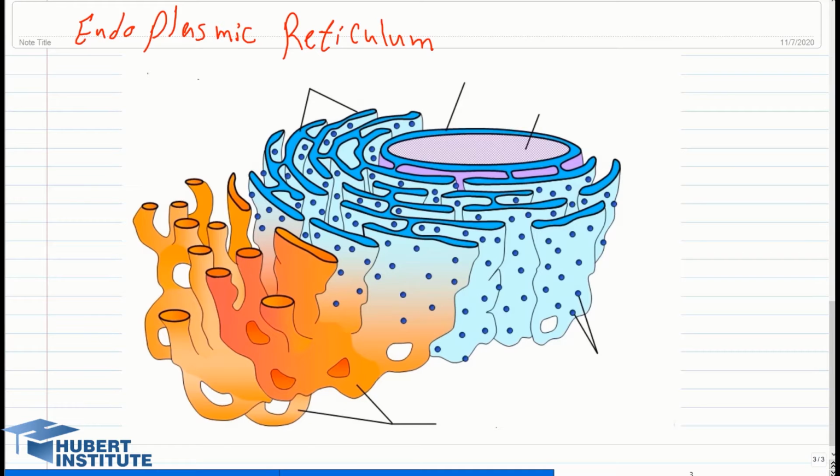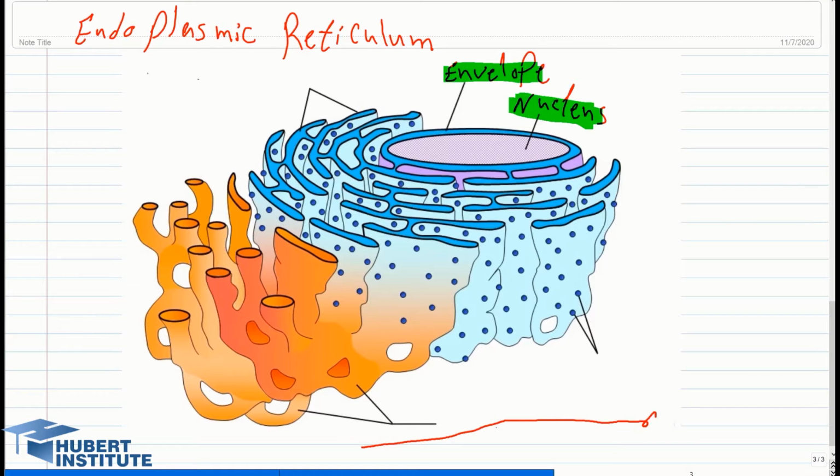The endoplasmic reticulum is an organelle in the cell that extends from the nucleus. So let's say this is the nucleus of the cell. It has a nuclear envelope, which is a double membrane, and this quite large structure connected to the nucleus is called endoplasmic reticulum. Notice that the space in the nuclear envelope is continuous with the lumen, or space, of the endoplasmic reticulum.